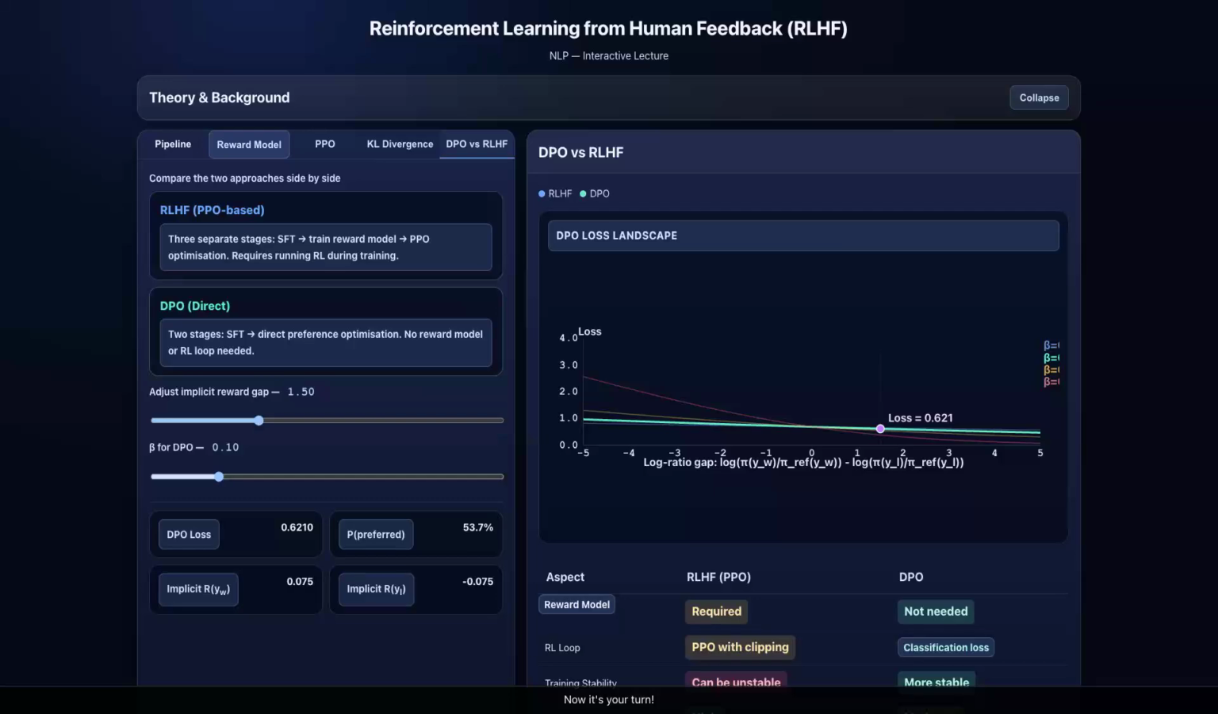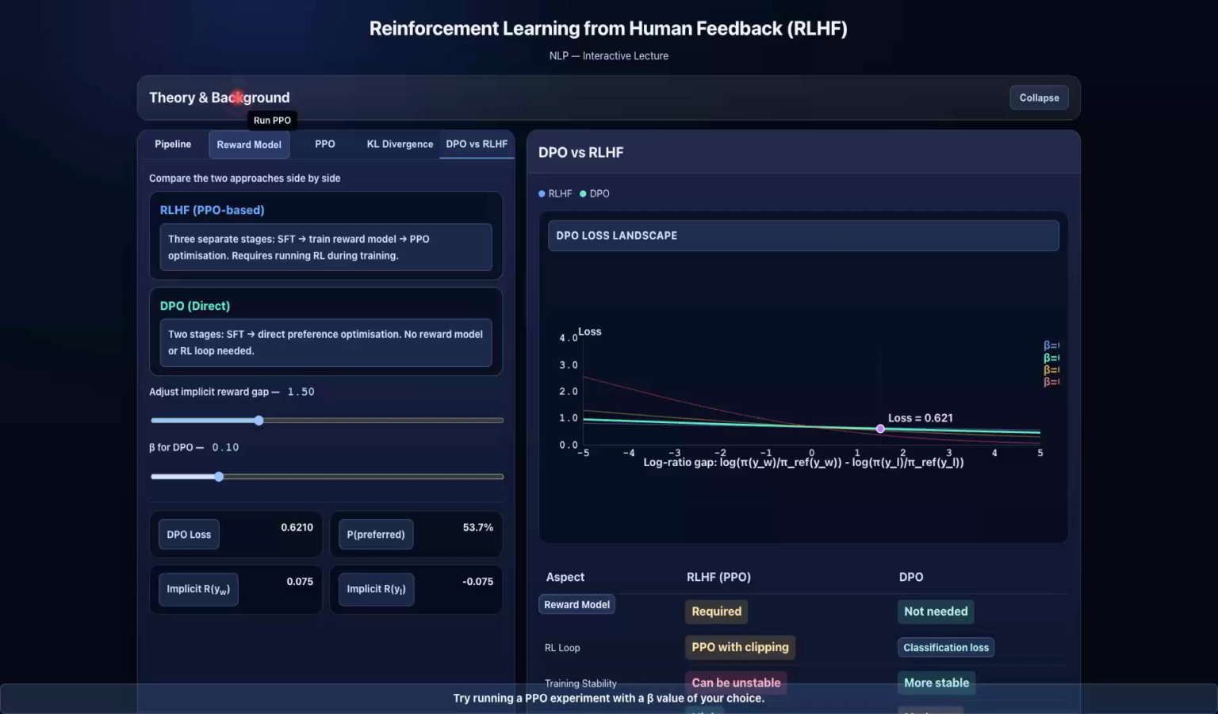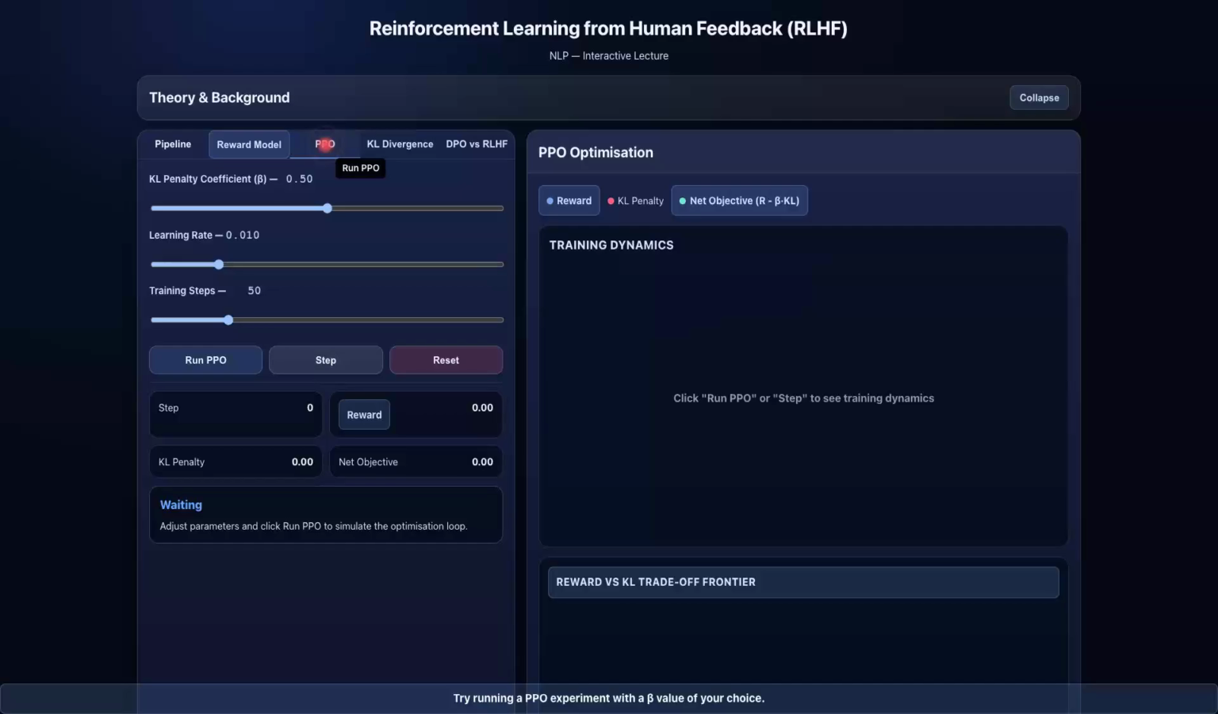Now it's your turn. Try running a PPO experiment with a beta value of your choice. Notice how changing beta affects the balance between reward and staying close to the reference policy. Feel free to ask any questions about RLHF or DPO.